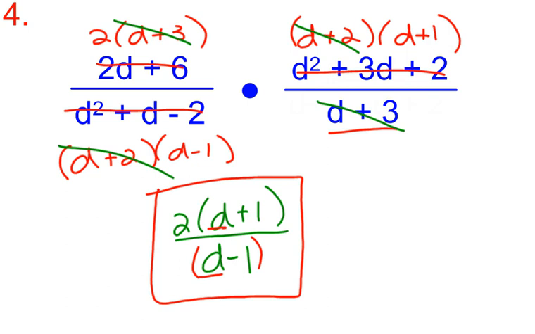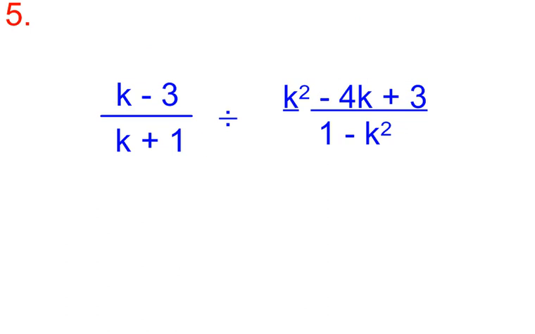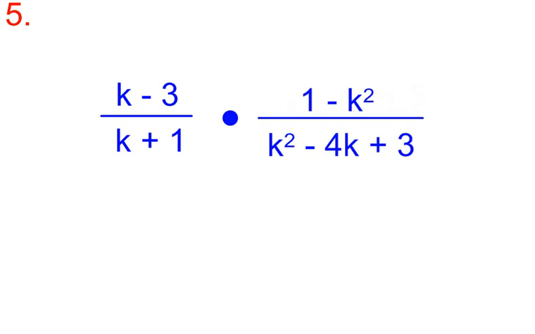5 and 6 then. 5 is very similar to 4. Again, we're going to multiply by the reciprocal, so you guys go ahead and copy that down. And I noticed that in my first fraction I have k minus 3, which is a binomial, but it doesn't have a greatest common factor, and it doesn't have a squared, so that's as far as I can reduce it. Same with that k plus 1 in the denominator.